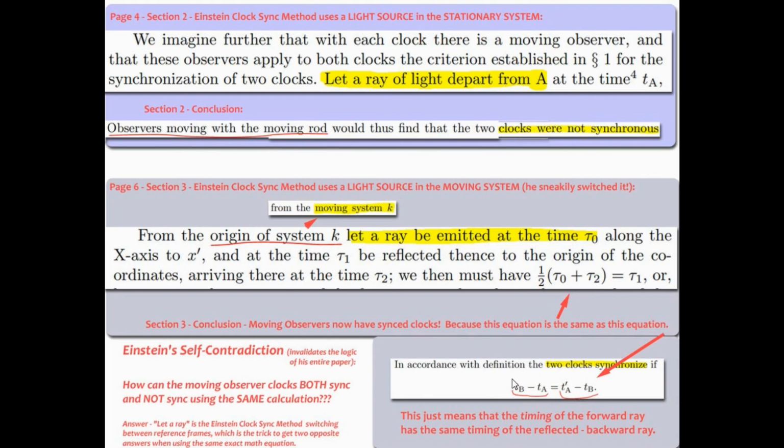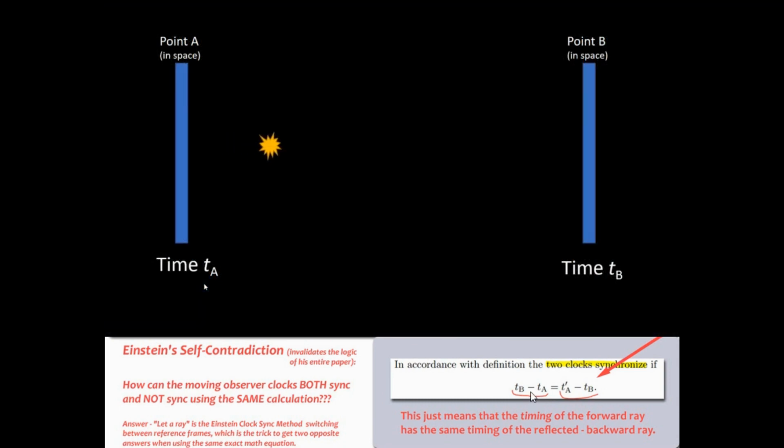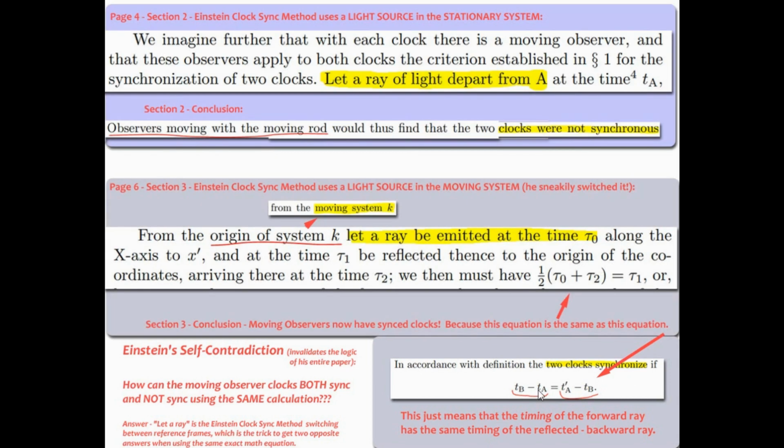The first part of this clock-sync equation just means the time it takes for a light pulse to go hit the back wall. The other half of the equation just means the time it takes for it to bounce from the back wall back to the origin. If the timing is equal in both cases, then the clocks are synchronized. If the timings are not equal, then the clocks are not synchronized.